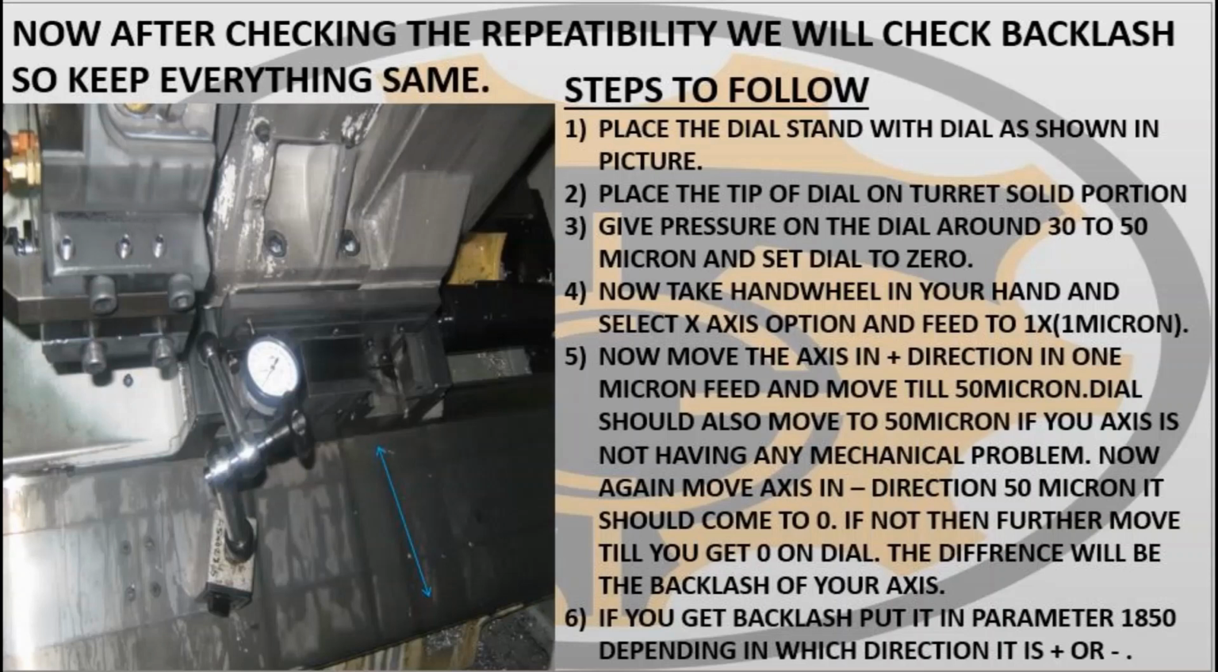If you want to put the backlash in parameters, just go to the parameter screen, type 1850 and enter the backlash in whichever direction it is, positive or negative, depending upon your case.